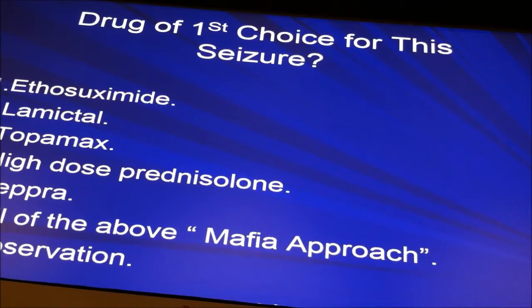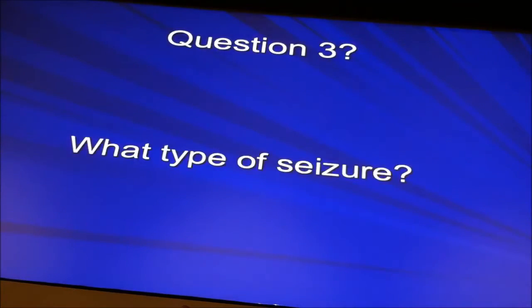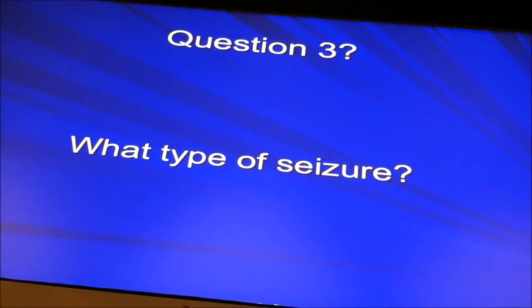I know the answers. Okay, it's not the answer. So what are you guys going to choose? Huh? Dr. Jihan? First one. Okay, she will give him the ethosuximide. So knowing the type of the seizure is very important. Then question number 3, what type of seizure?